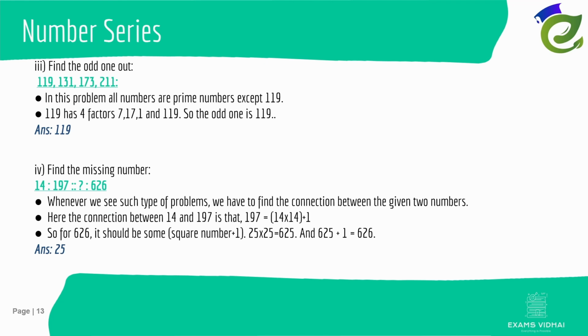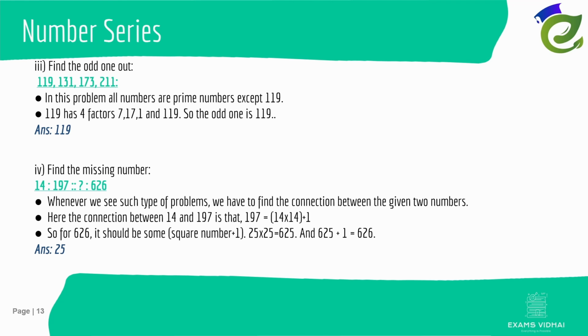Next question, find the odd one out. We are given with 119, 131, 173, 211. This can be little hard to get. We need some practice to solve this kind of problems. So if we observe properly, in these problems all numbers except 119 are prime numbers. 119 has 4 factors: 7, 17, 1 and 119 itself. So the odd one is 119.